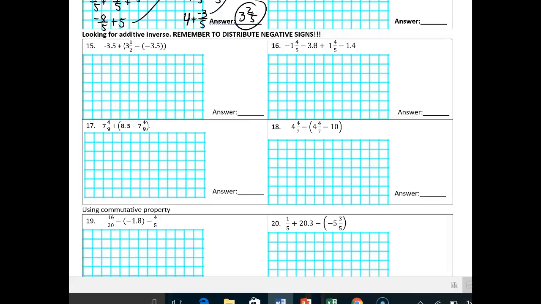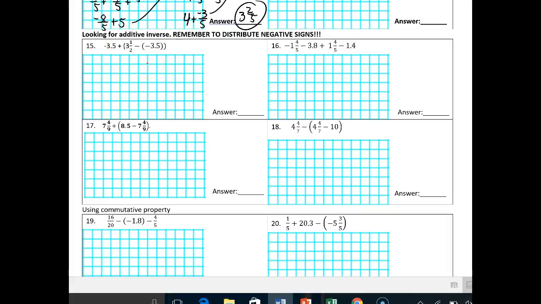Hi guys, so I decided to break tonight's homework video up into two parts, so here's part two. This can be a tad bit confusing, and I don't think there'll be too many problems like this on tomorrow's quiz because we need to review it a little bit more, and especially when it comes to working with parentheses.